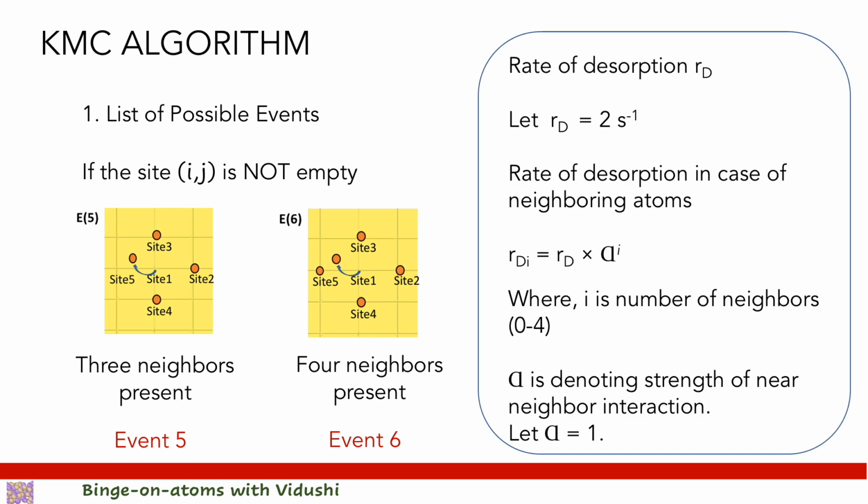To incorporate the effect of these neighboring atoms, we use an additional term alpha to denote the strength of near-neighbor interaction. Rate of desorption is denoted by Rd and is given by Rd into alpha to the power I, where I is the number of neighboring atoms, 0 to 4 over here. Again, for simplicity, we take the basic rate of desorption, Rd, as 2 per second and alpha equals 1. These values can be varied, and alpha can be varied if we need to alter the atomic bond strength. Of course, this will mostly depend upon the adsorbents.